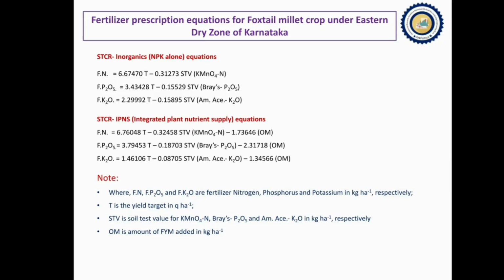So if we substitute the value of T, that is the target of our desire, by looking into the genetic potentiality of the crop, and the soil test value of the soil, we'll get to know what quantity of fertilizers to be added.